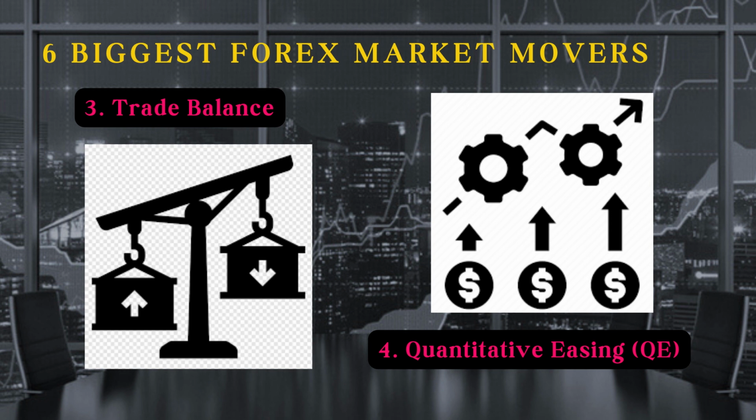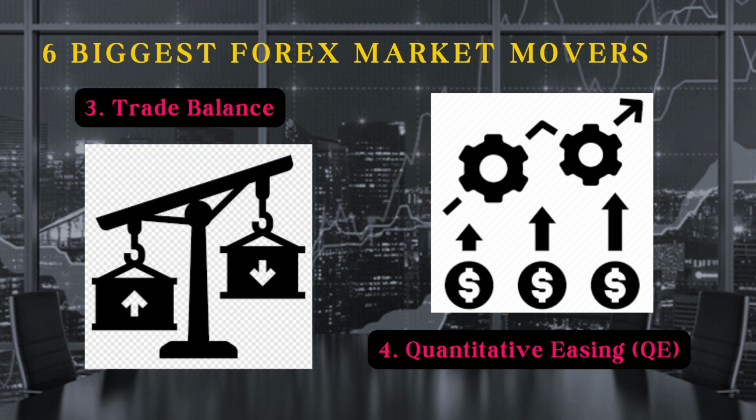Let us now consider the third market mover, and that is trade balance. Trade balance affects currency values via exports and imports. More exports strengthen currency. More imports weaken currency. Trade surplus equals strong demand for goods and currency, while trade deficit equals weaker demand for goods and currency. A better trade balance is positive for currency, while worse trade balance is negative for currency.